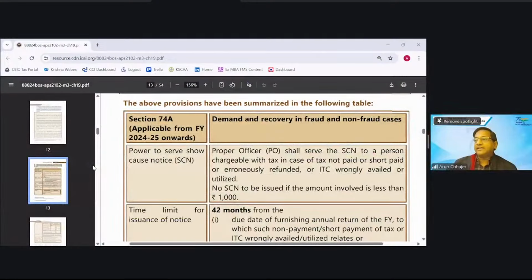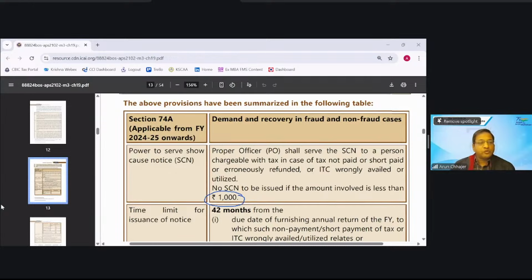74A, let's summarize. The power to serve the show cause notice in case there is tax not paid, short paid, erroneously refunded, or ITC wrongly availed or utilized. When will the SCN not be issued? If the demand is up to, less than, 1000 rupees.